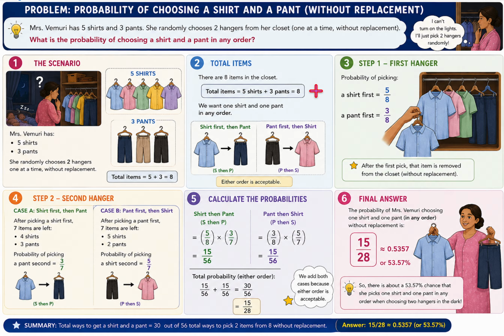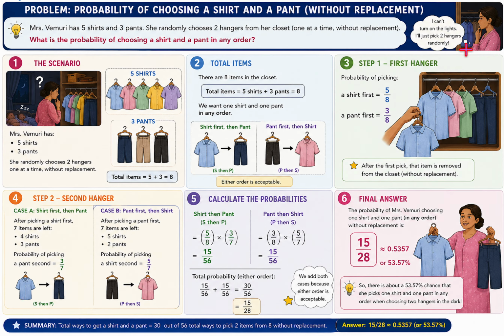Mrs. Vemuri has 5 shirts and 3 pants. She randomly chooses 2 hangers from a closet, one at a time, without replacement. What is the probability of choosing a shirt and a pant in any order? In any order means she can choose shirt pant or pant shirt. So the order doesn't matter which one comes first.